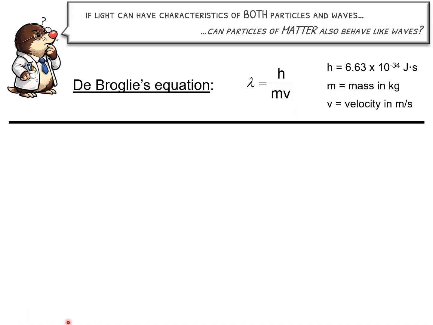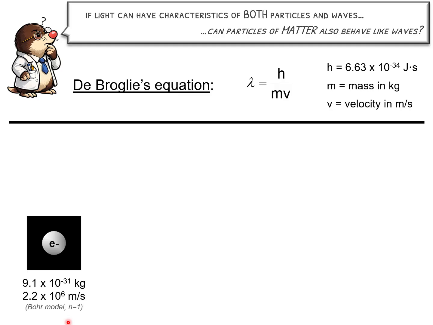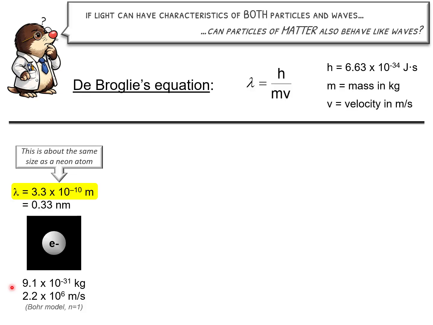So just to give you an idea of what these numbers look like, if you're talking about an electron, it has a really small mass, it's moving pretty fast, not quite the speed of light, but it's pretty fast. And you end up with a wavelength that is about the same size as a neon atom. And it was actually electron diffraction that they used in order to prove or verify de Broglie's equation.